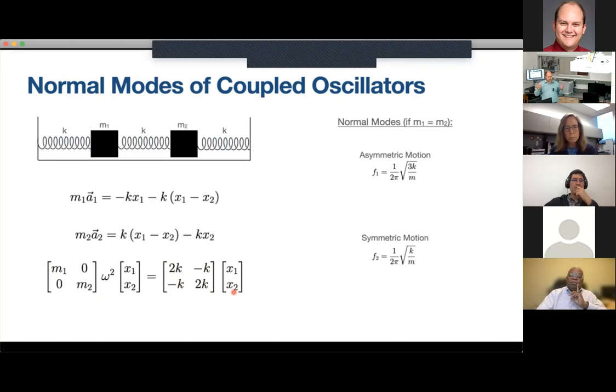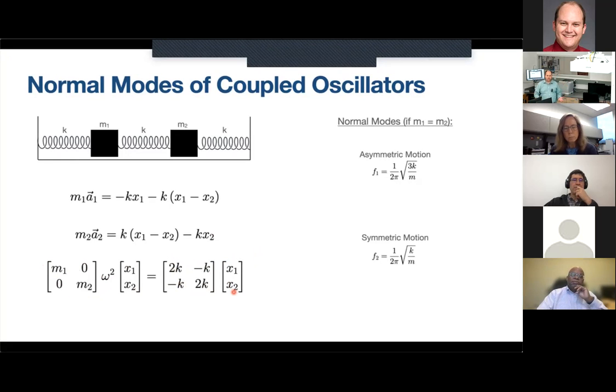If you look at this, you realize this is what's called a generalized eigenvalue problem. You have a matrix times a vector equals another matrix times a constant times the same vector. So you teach your students about eigenvalues, or hopefully they've already seen them, and you teach them that they actually mean something now. They're not just this fun trick of linear algebra.